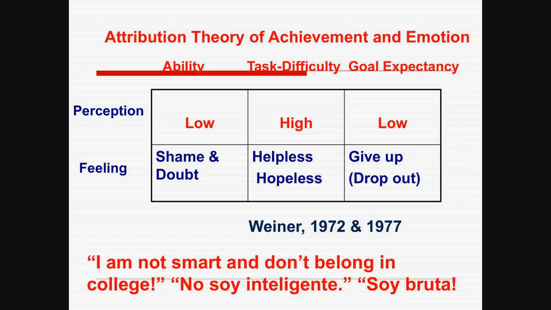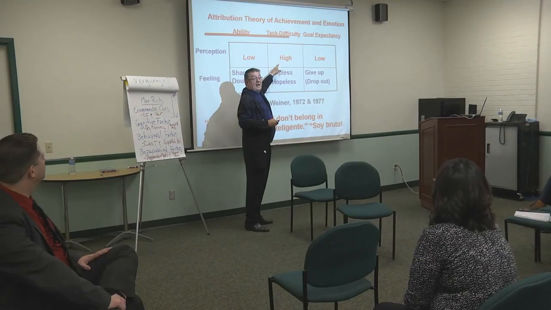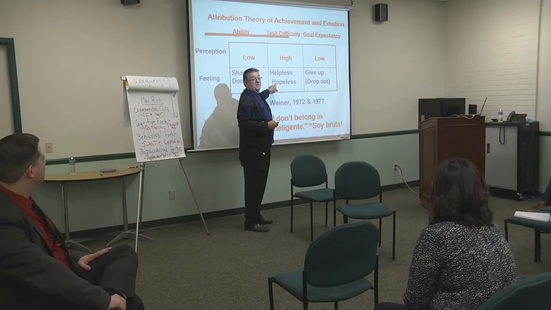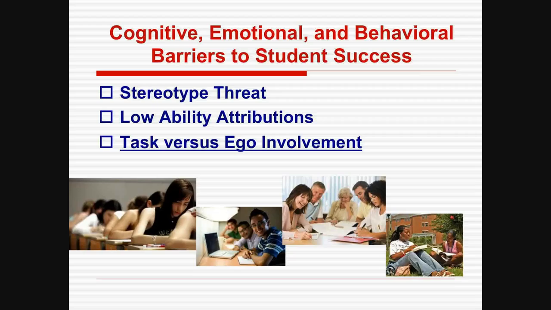Our college campuses, low ability attributions. How many people need to learn more about attribution theory? I know, good. So if I have low ability attributions, that means I think I can't write English well, I can't do English well, I feel shame and doubt. Vergüenza. Is that a good learning feeling? No. If I think that English is too difficult to do, or science, this is big in the sciences, you've got to shift attributions. How do I feel? Helpless and hopeless. Whoa, depression. I withdraw. You have to change that, and the 0 to 100 is a way of changing it.